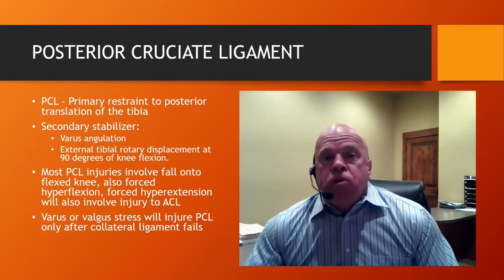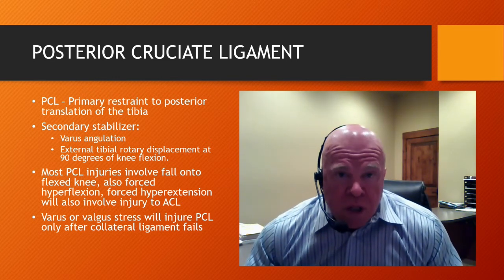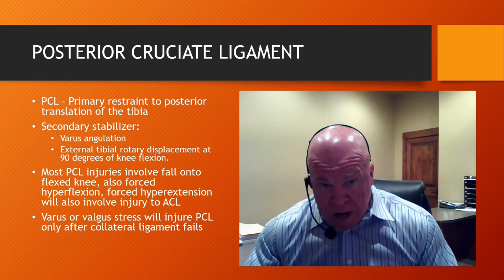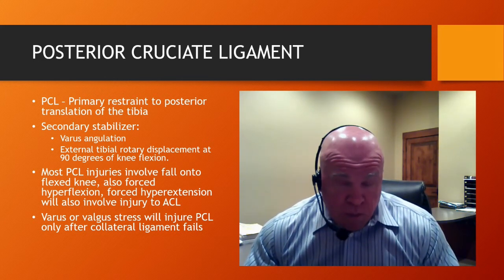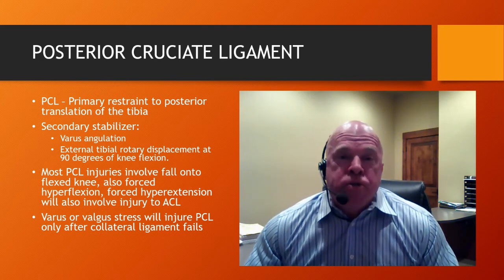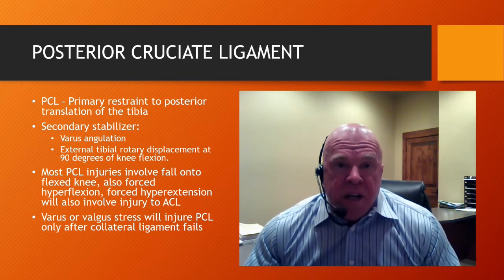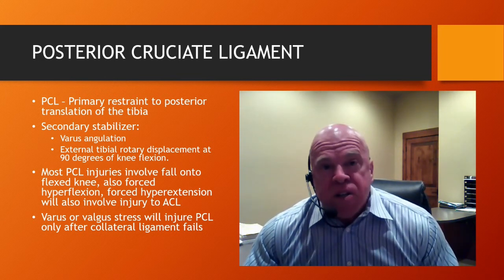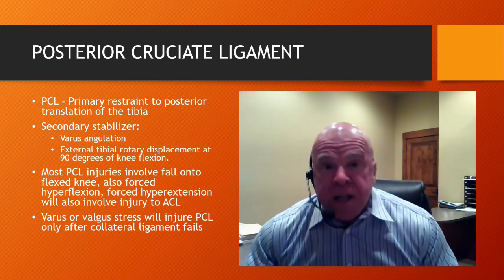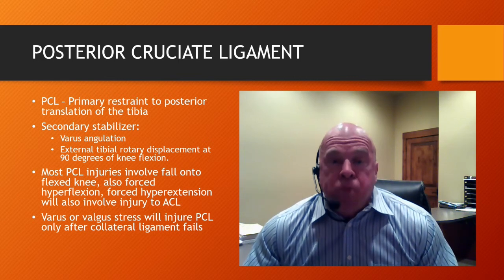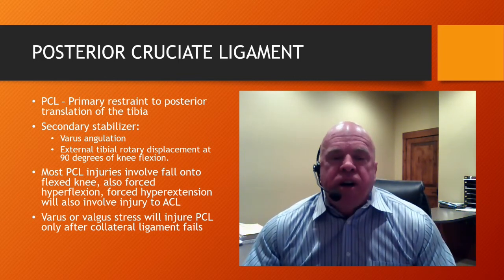And then also the posterior cruciate ligament provides some secondary restraint to forced hyperextension of the knee, although by the time the posterior cruciate ligament becomes injured with a forced hyperextension injury, the anterior cruciate ligament has already taken the bulk or the brunt of the injury.